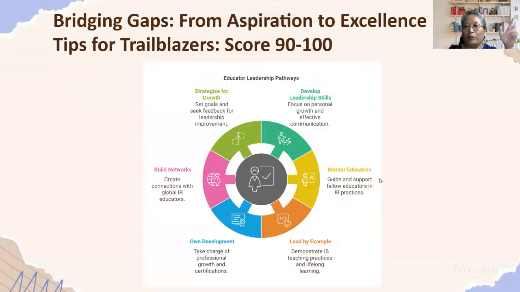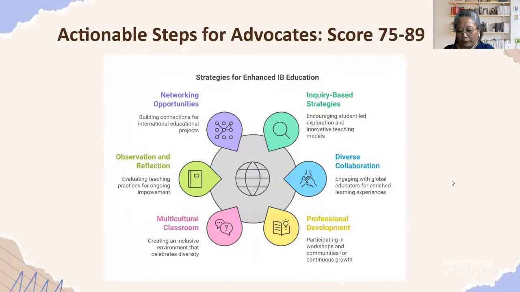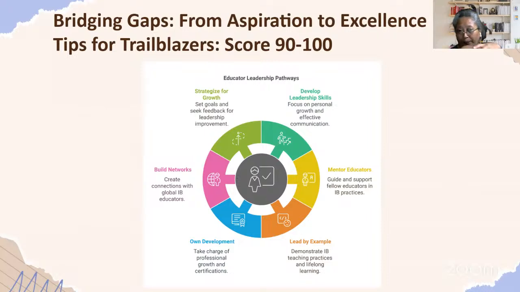Now, when you looked at your score, I have written your score in your email. Nearly half of you scored between 90 to 100, and the other half scored between 75 to 89. So I have picked up some tips that you could use to move ahead. If you are a trailblazer, how can you go ahead with your aspiration? These are some tips for teachers who have scored between 90 to 100 for their pathway towards leadership.